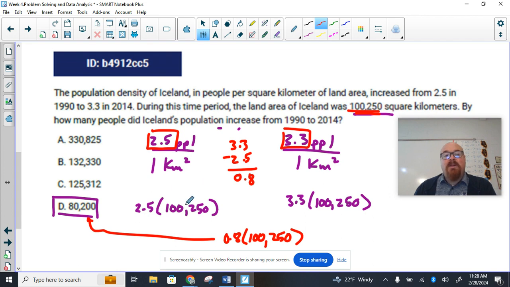So we can find the populations, which is what we did here, right? We found the two populations and we found the increase by subtracting those. But because the land area did not increase, we can find the difference between these two rates, which was this, and multiply that times the land mass to get that same answer. Okay.